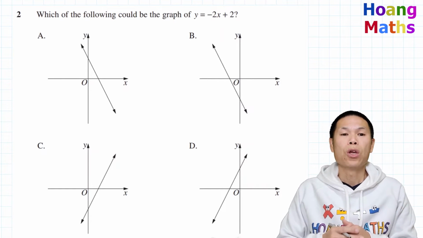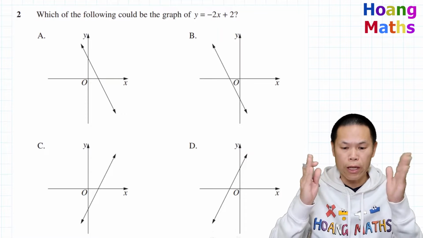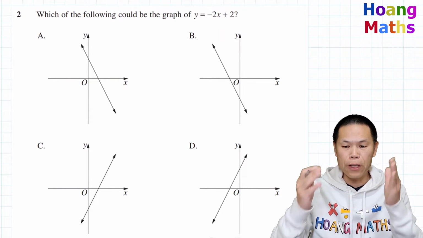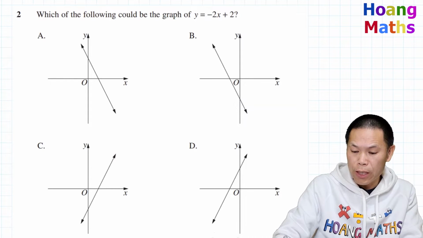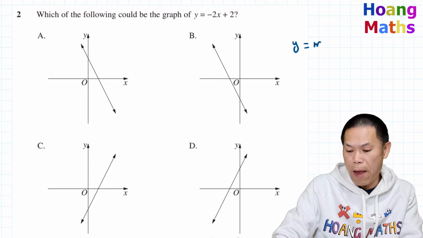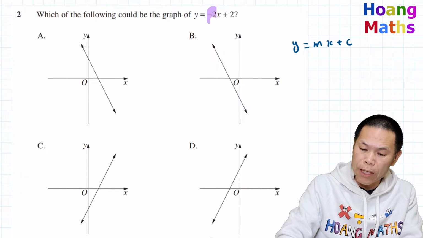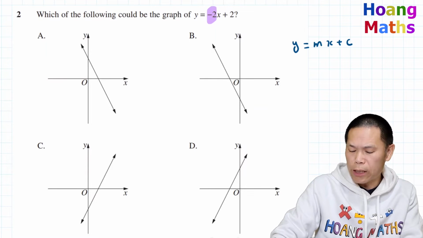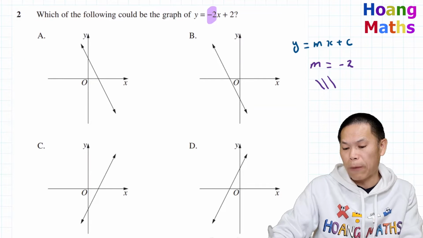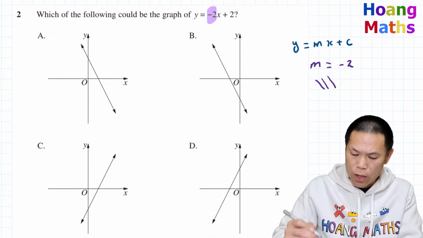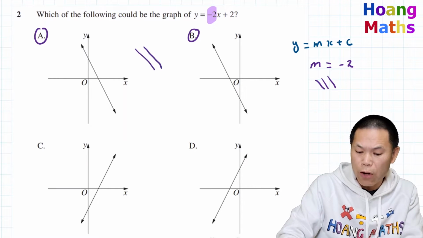Question number 2. Which of the following could be the graph of y equals negative 2x plus 2? First of all, we need to know that gradient-intercept form is y equals mx plus c. So m is in front of x, therefore m is negative 2. So the gradient is negative 2, which means the line must go this way. So the answer could be either A or B because they're both going this direction.